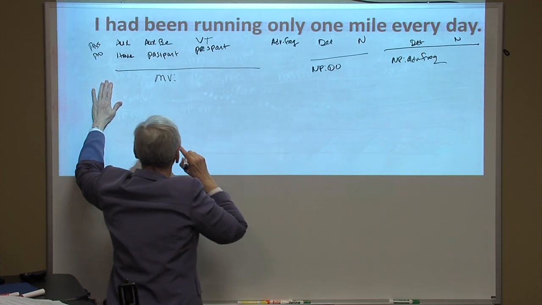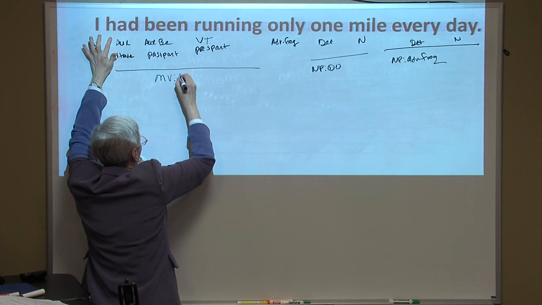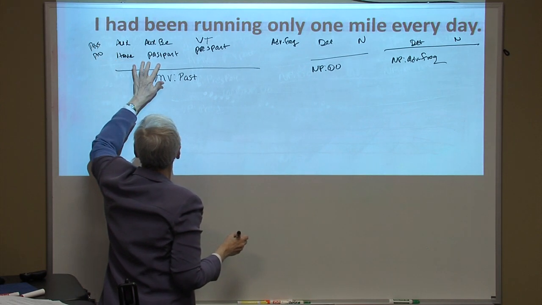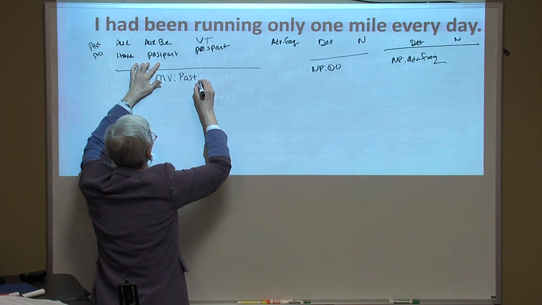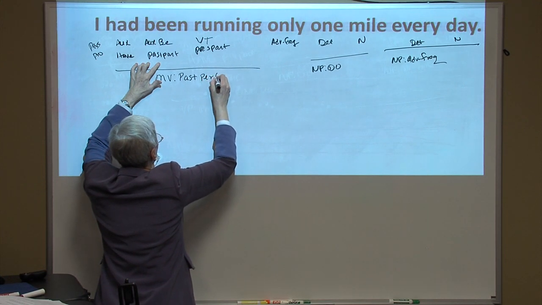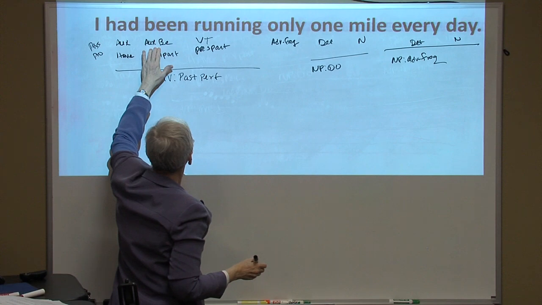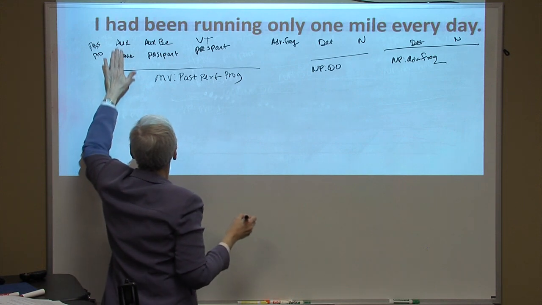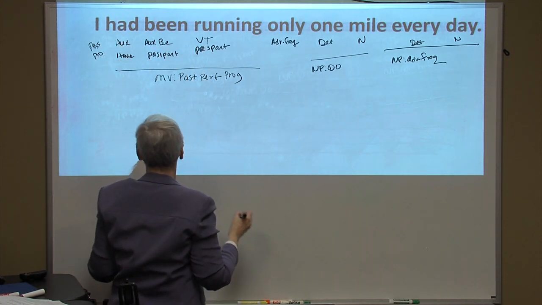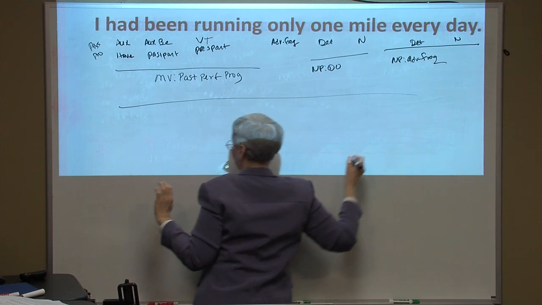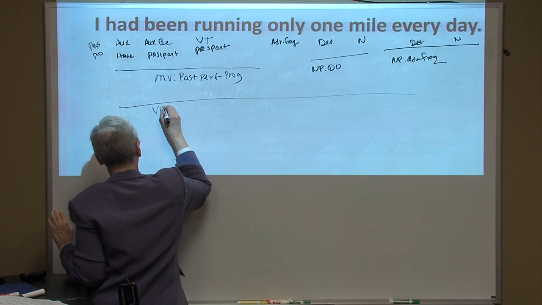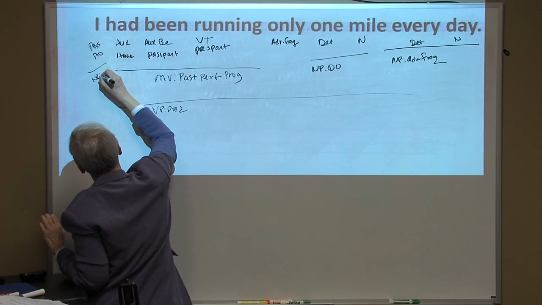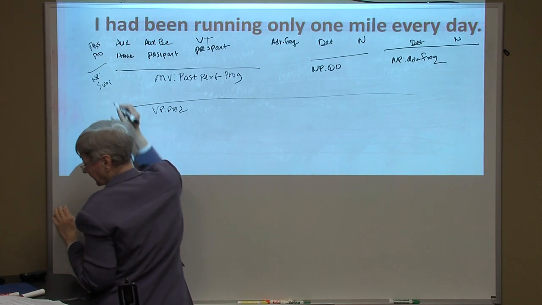The status of our main verb is past. Had is a past form. It's perfect, had been, auxiliary have followed by a past participle. And it's also progressive, auxiliary be followed by a present participle. So past, perfect, progressive is the status of our main verb. And there is our verb phrase, functioning as the predicate, and I is our noun phrase, functioning as subject.